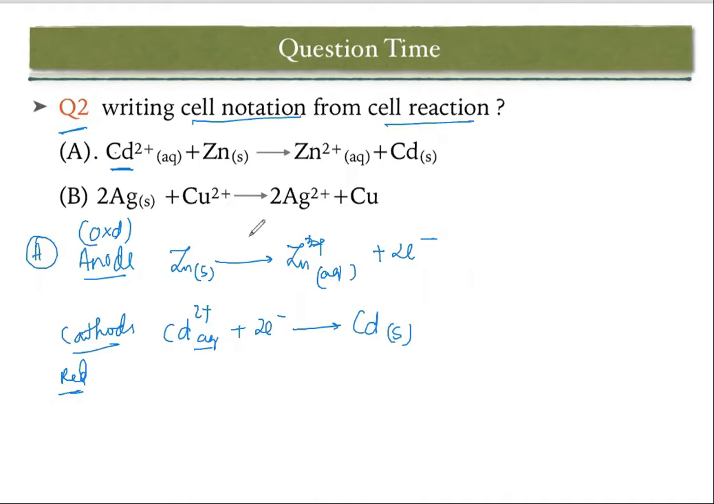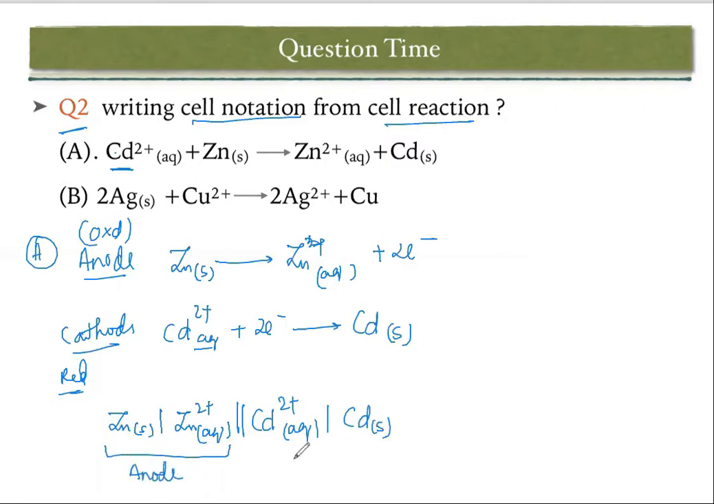As we do not need any electron balance to write out the cell notation, we just need the anode and cathode reactions. So what is the anode component? First we have to write Zn solid, single line, then Zn2+ aqueous, as the oxidation number increases. Next, salt bridge. After that, Cd2+ aqueous form, single line represents, then Cd solid form. So this is the complete notation. This is your anode, this is the cathode.